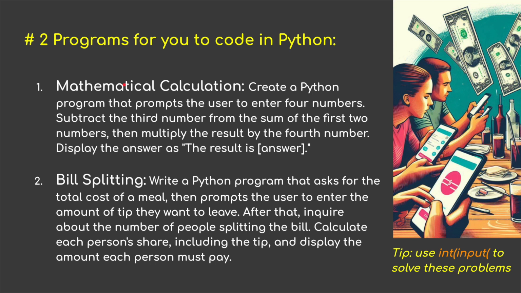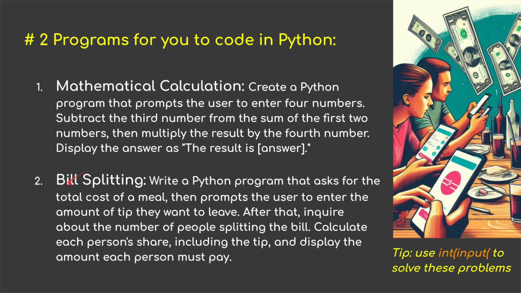Okay, so here are the two challenges. First one, mathematical calculation. What I would like you to do is create a Python program that prompts the user to enter 4 different numbers. Okay, it subtracts the third number from the sum of the first 2 numbers. So it adds the first 2 together and then subtracts the third number. Then multiply the result by the 4th number. Okay, and then display the answer as the result is answer. So whatever happened in terms of calculating this sum. Have a little go at that one.